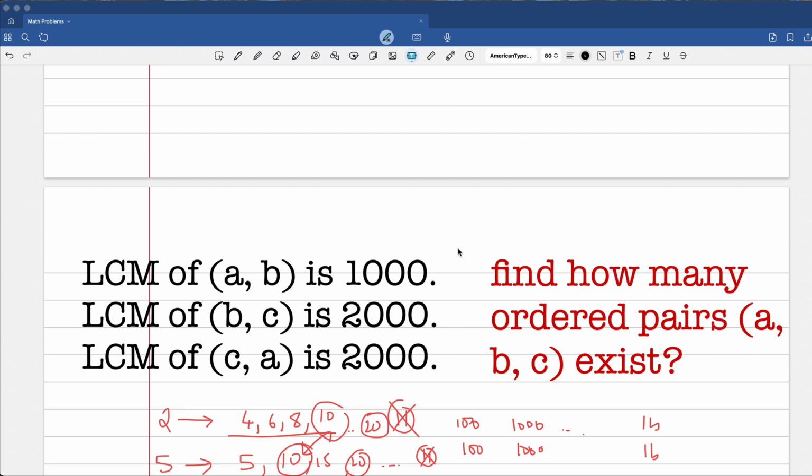And the problem is: LCM of A and B is 1000, LCM of B and C is 2000, and LCM of C and A is 2000. And the question asks, find how many ordered pairs ABC exist.